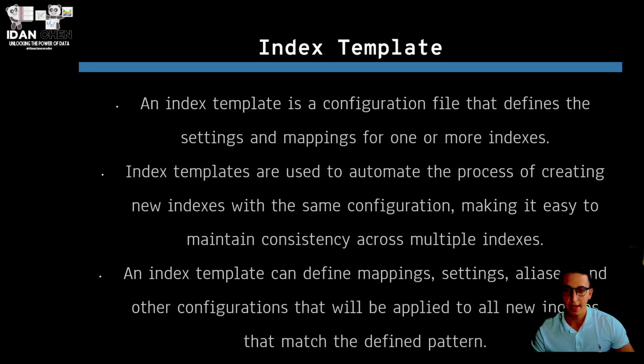The next term is index template. An index template is a configuration file that defines the settings and mapping for one or more indexes. Index templates are used to automate the process of creating new indexes with the same configuration, making it easy to maintain consistency across multiple indexes. An index template can define mapping, settings, aliases, and other configuration that will be applied to all new indexes that match a defined pattern.